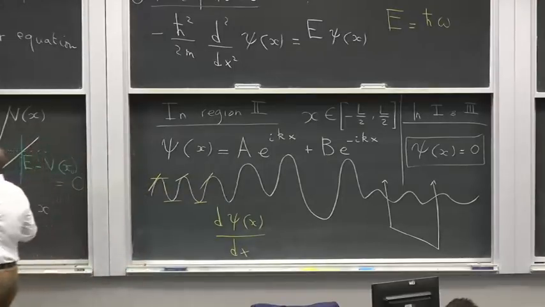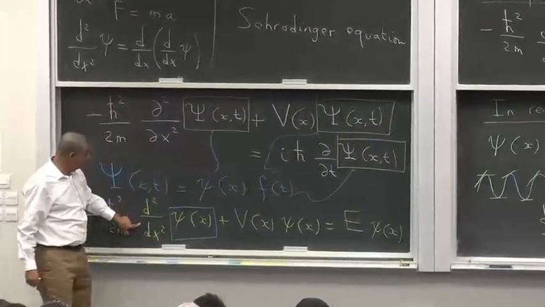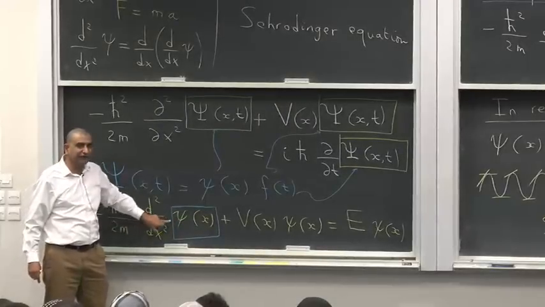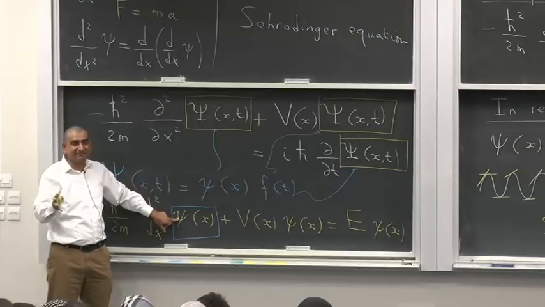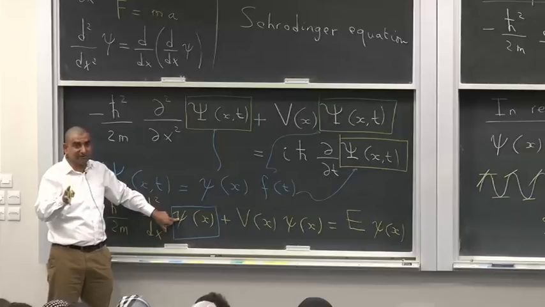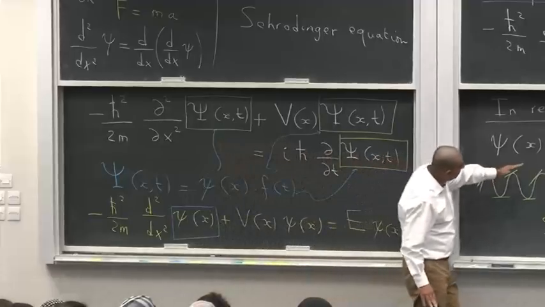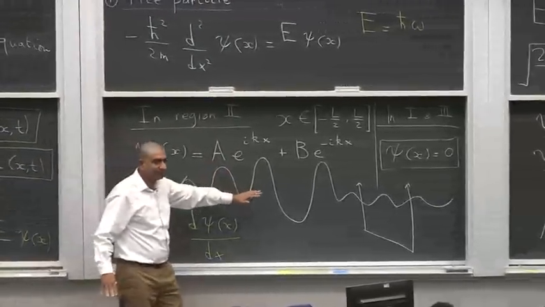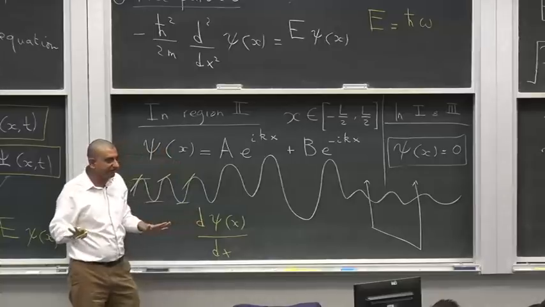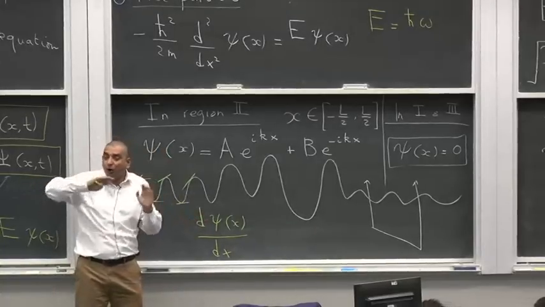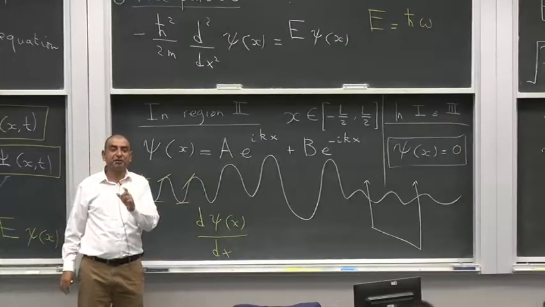Because if you look at the Schrodinger equation, you're taking the double derivative of a wave function, which means the derivative of the derivative, the derivative of the slope. So the slope has to be continuous so that the double derivative remains finite. Here, the slope of this wave function is always continuous if the potential energy is finite. However, the wave function always has to be continuous. The key requirement is that the wave function must be continuous.